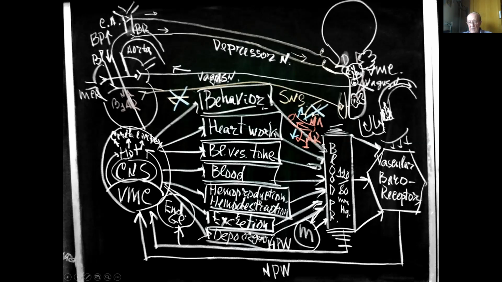These changes of the blood pressure stimulate the vascular receptors. The vascular receptors are located, first of all, in the aorta, in the carotid bifurcation, and in the other arteries. Then the excitation conducts along the nervous pathway to the vascular motor center. Here, this is the vascular motor center. This is the principal picture.